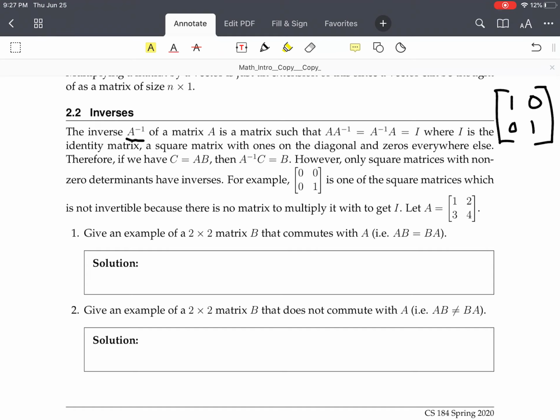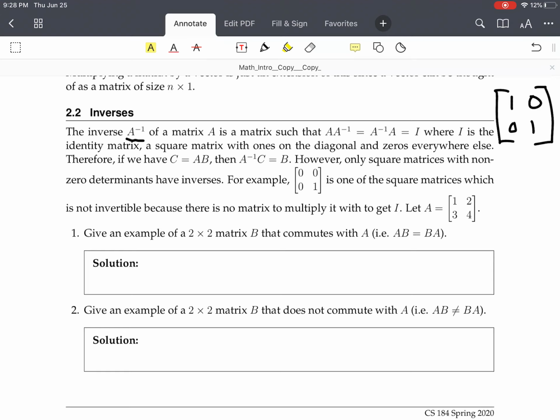So using inverses, essentially, we can now start to solve equations of matrices. So in this case, we have C is equal to AB. And so if we multiply both sides by the inverse of A, we'll get inverse of A times C is equal to just B. But one thing to keep in mind, though, is only square matrices with non-zero determinants have inverses. We haven't really talked about determinants, so don't really worry about that, but do keep in mind that in order for a matrix to have an inverse, it must be a square matrix. But okay, not all square matrices have inverses. So for example, this example right here, 0, 0, 0, 1, is a square matrix, but is not invertible.